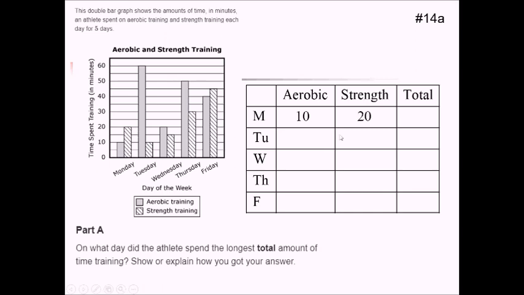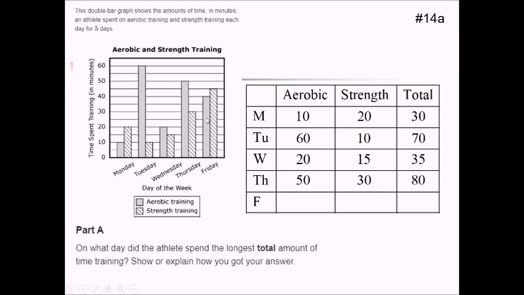So that gives me an overall total of 30. I'll just add it up as we go. For Tuesday, we had 60, and then 10, and then total of 70. Wednesday aerobic was 20, strength was 15, adds up to 35. So far Tuesday was the best day. Thursday, we have 50 for aerobic, 30 for strength. So that's 80 total. Ooh, that's even better than Tuesday.